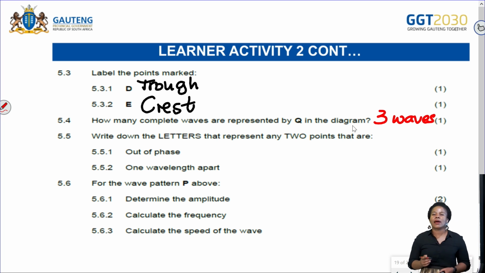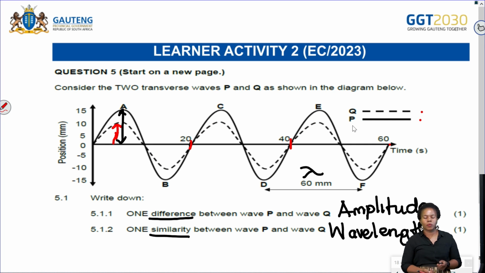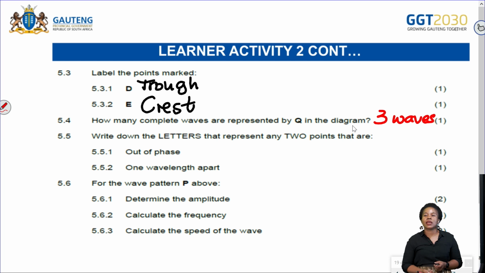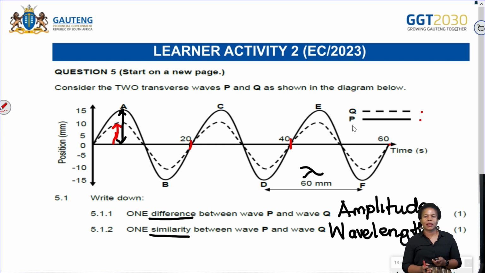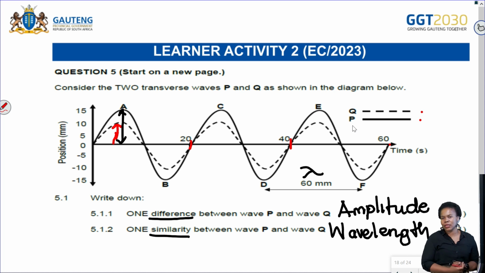Write down the letters that represent any 2 points that are out of phase. Let's go back to the diagram. Any 2 points. Are we specifically looking at any? Yes. Let's go back a little bit. We can say A and B. You can see where A is at. You can see where B is at.